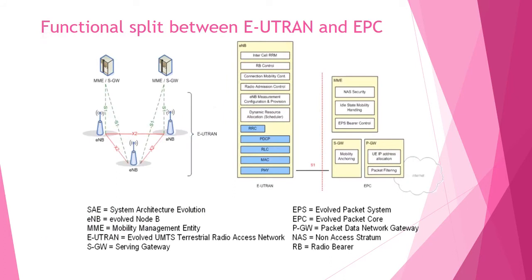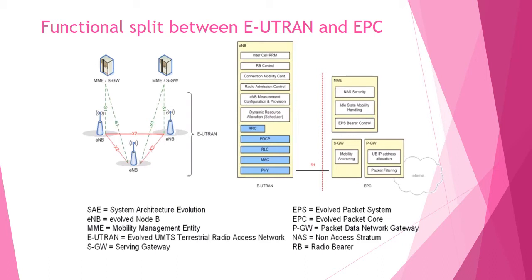Let us discuss the functions of the E-UTRAN and the EPC. The E-UTRAN is the air interface of Long-Term Evolution. So it is an entirely new air interface system that replaces the third generation UMTS high-speed downlink packet access and high-speed uplink packet access. It provides higher data rates and lower latency.